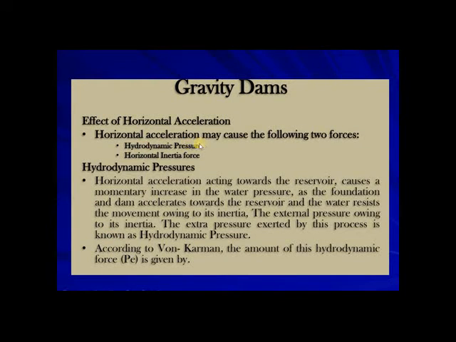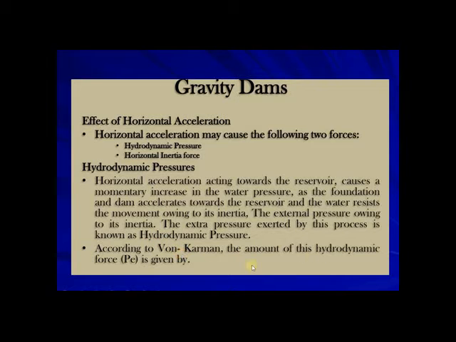So the effect of horizontal acceleration may cause the following two forces: hydrodynamic pressure and horizontal inertial force. Horizontal acceleration acting towards the reservoir, when the dam body moves toward the reservoir, causes a momentary increase in water pressure, because if the dam body is moving toward the water, the pressure will increase. As the dam body where water is resting moves towards the water body, the area will reduce a little bit. As the foundation and dam accelerate toward the reservoir, the water resists the movement owing to its inertia, so pressure will increase. This extra pressure exerted by the water owing to its inertia is known as hydrodynamic pressure.